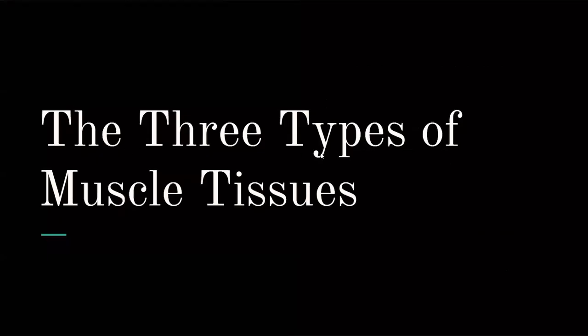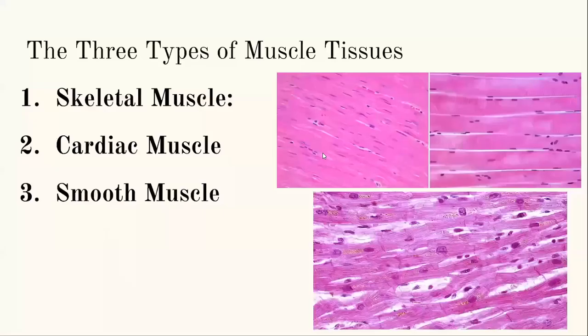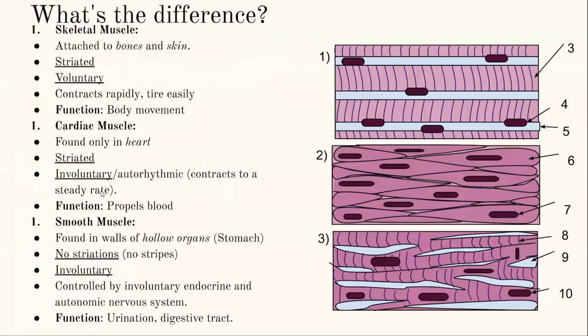So there are three types of muscle tissues. The three types of muscle tissues are skeletal muscle, cardiac muscle, and smooth muscle. So remember, in lab, we have to differentiate between the three. So here are some differences between the three.